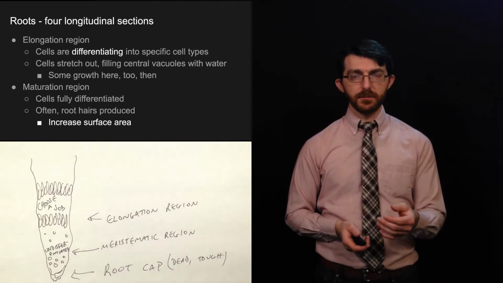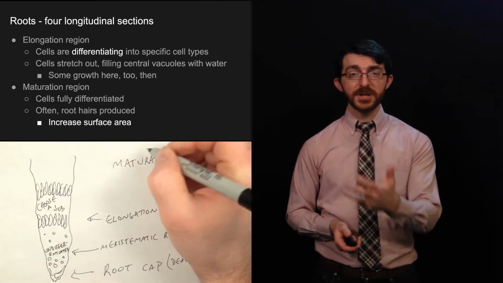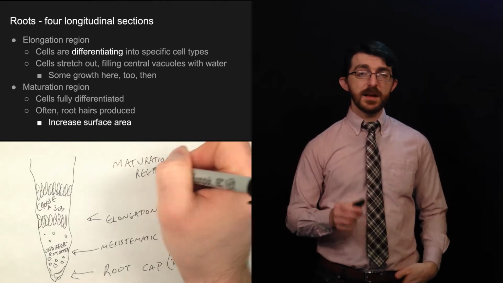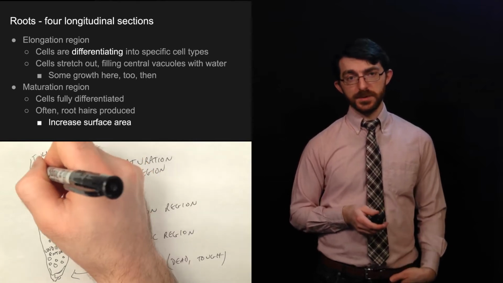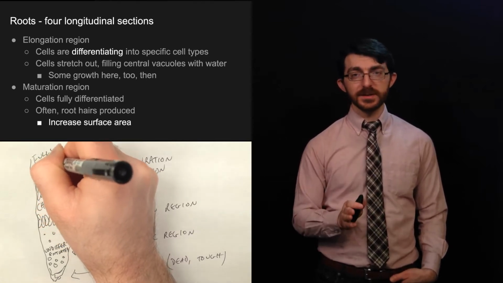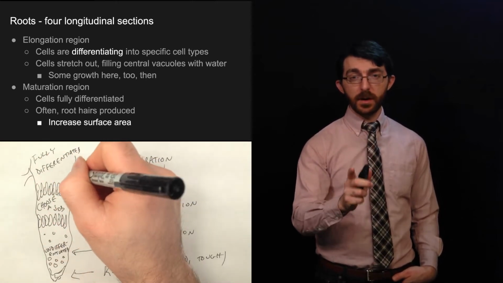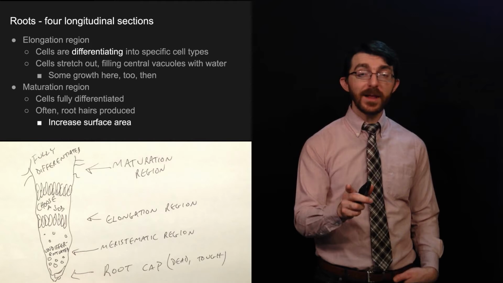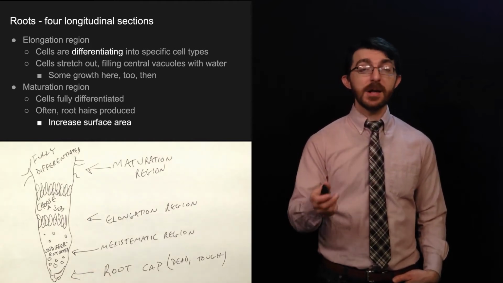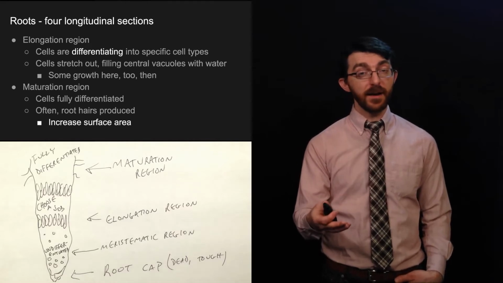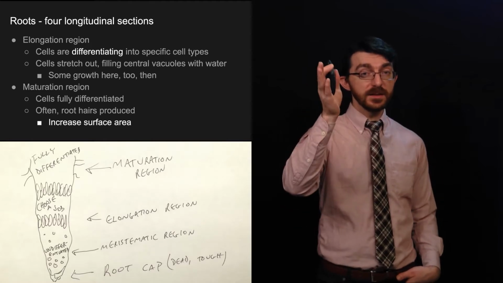The last region, right, we've had the root cap, the meristematic region, the elongation region, now we have the maturation region. This is where the cells are fully differentiated and often root hairs will be produced. This also increases the surface area. And if you remember, in the symbiosis part of the fungi, there are also some fungi that have symbiotic relationships with roots to help them increase their effective surface area by sharing nutrients from the soil with these root cells.